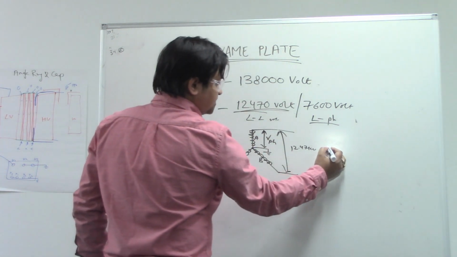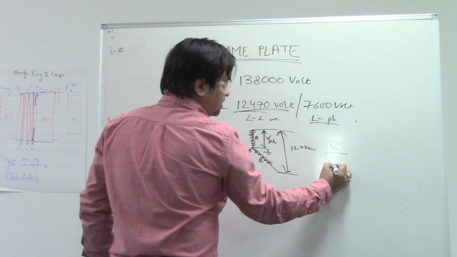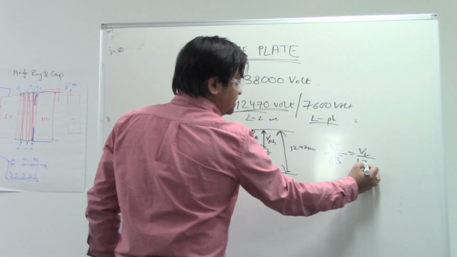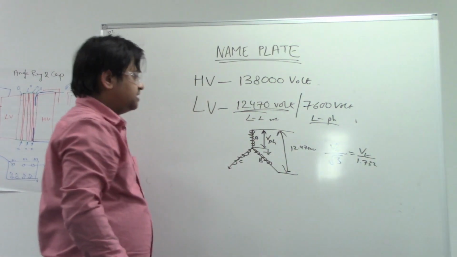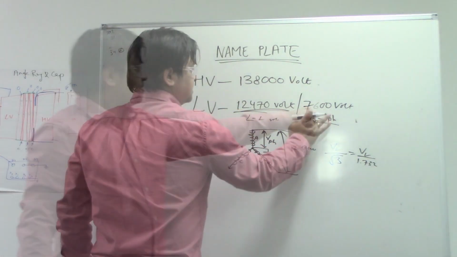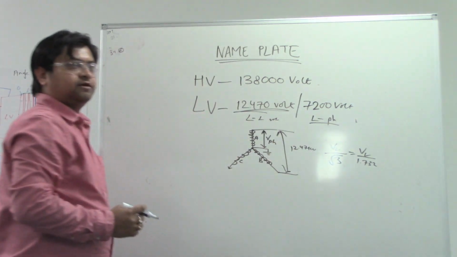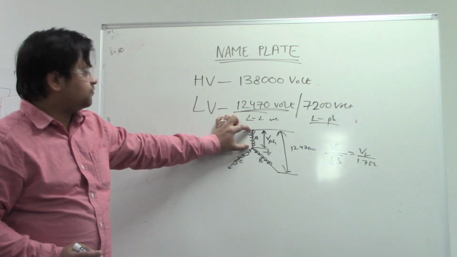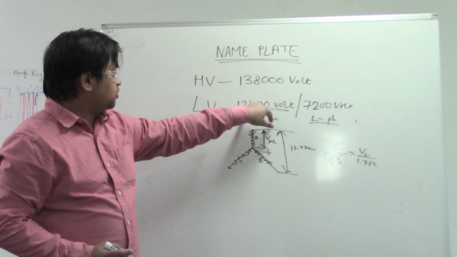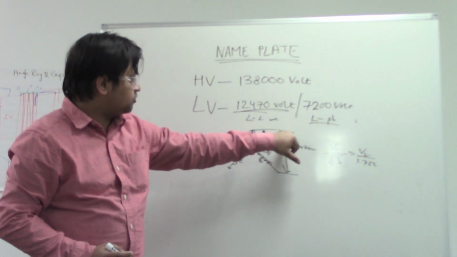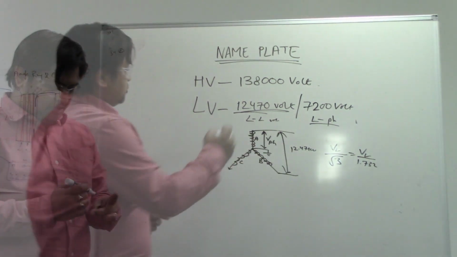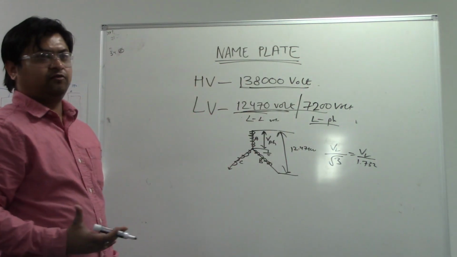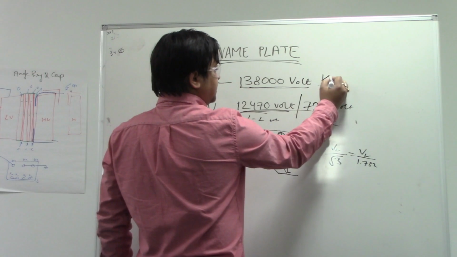This phase voltage is actually line voltage divided by root 3, or line voltage divided by 1.732. So if you see this 7200 volt, it represents the phase voltage of this coil of a star winding. This 12470 volts represents the voltage between the two lines. So these voltages are the working voltages of a transformer. These are known as kV RMS voltage.